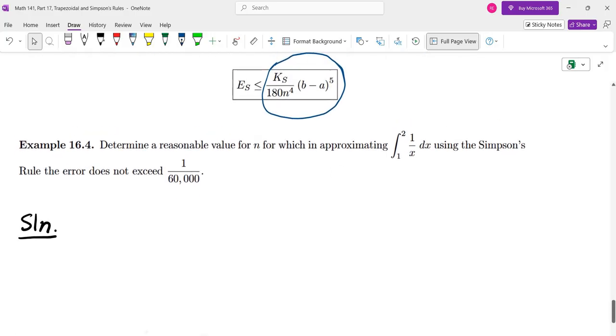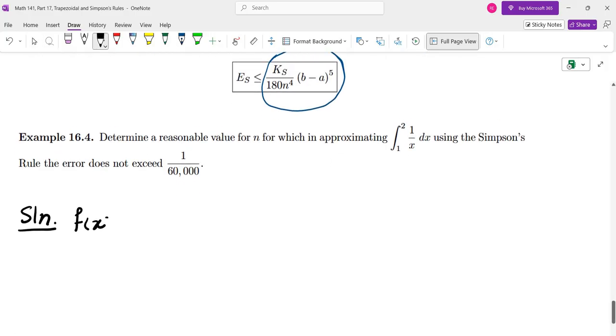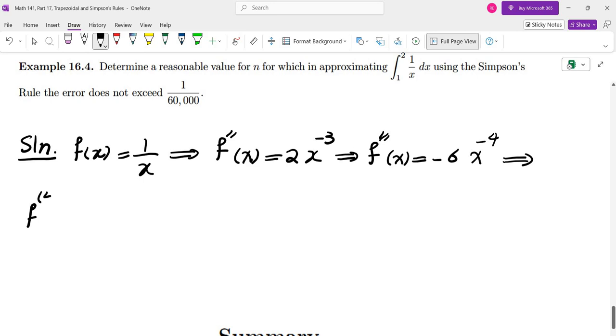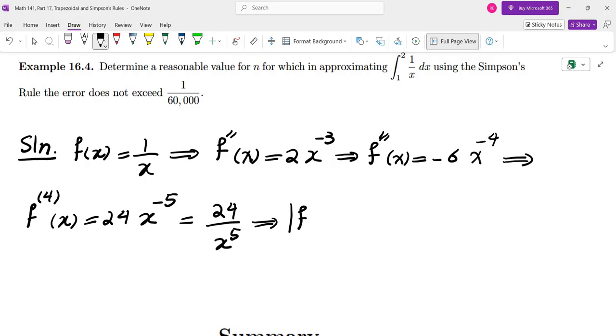Okay, so we're going to have to find the fourth derivative of the function. So the function is 1 over x. We already evaluated the second derivative of this. The second derivative is 2x to the power of negative 3. So the third derivative is negative 6x to the power of negative 4. The fourth derivative is 24x to the power of negative 5, which is 24 over x to the fifth. So its absolute value is itself, because it's positive, 24 over x to the fifth.